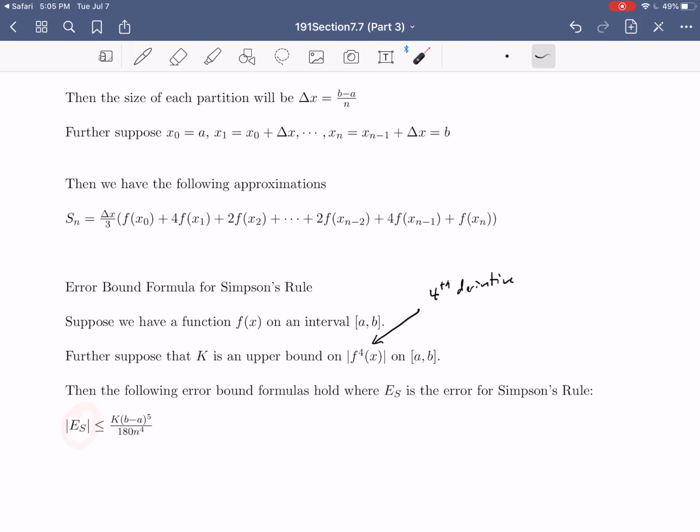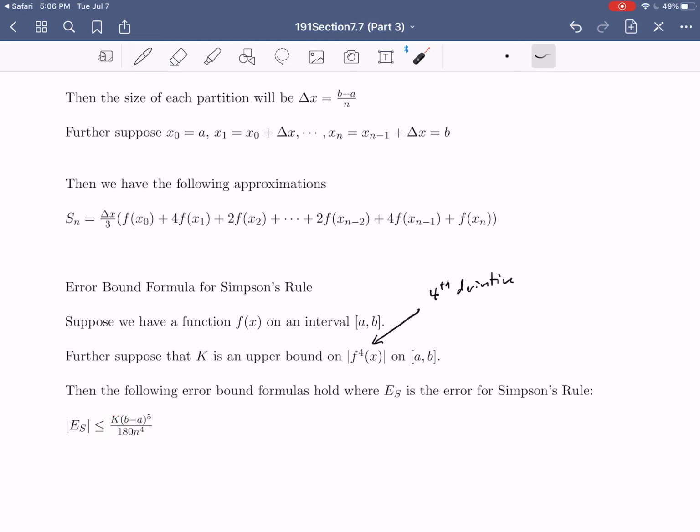Then you have this error bound for Simpson's rule. The absolute value of the error is less than or equal to that capital K times b minus a to the fifth over 180 n to the fourth. Now, you might look at this and ask how this tells us that Simpson's rule is more accurate. Well, you'll notice that the number of partitions down here goes to the fourth power, so the accuracy goes up much more quickly with a higher number of partitions than it does for the midpoint or trapezoidal rule, where there's only an n squared down there. So this gets very small very quickly for larger and larger values of n.